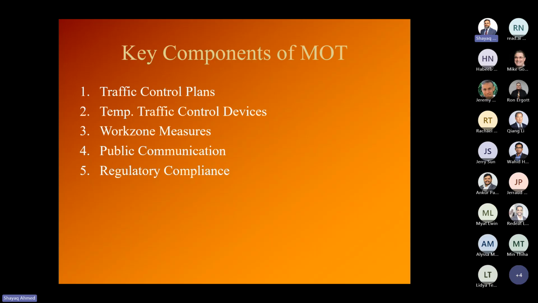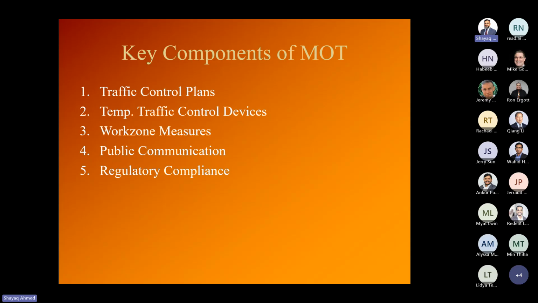The key components of the MOT are the traffic control plans. Basically, these are detailed plans outlining the temporary traffic control patterns, detour routes, and control measures. Those will be discussed in the traffic control plans. Temporary traffic control devices might be signs, cones, barriers, temporary signals. In some situations we might not find temporary signals for the whole lot, but there may be situations where you may have to use temporary signals.